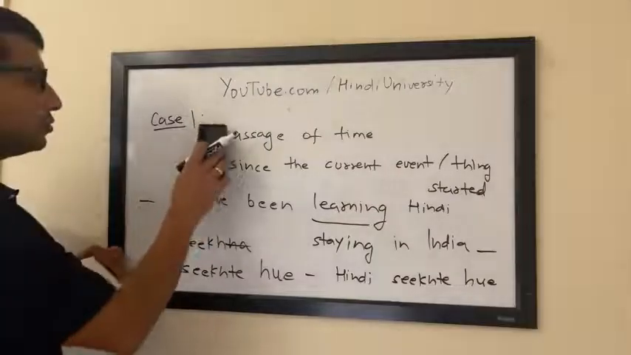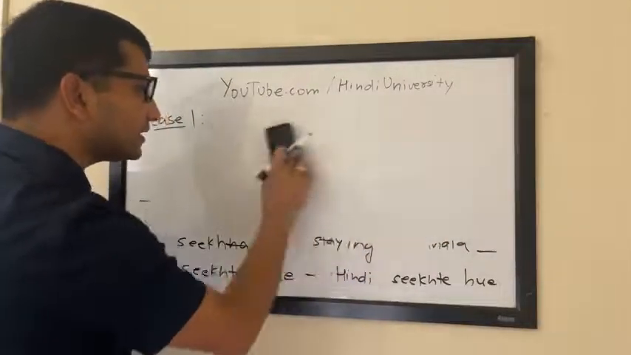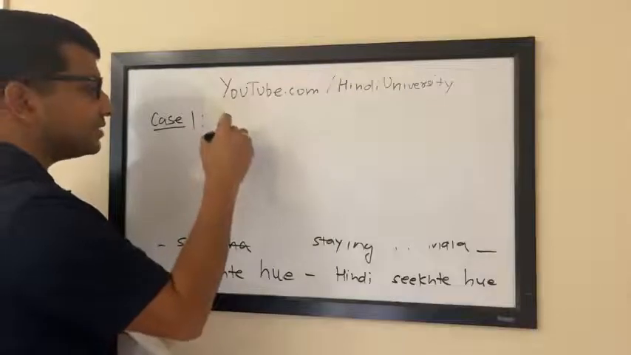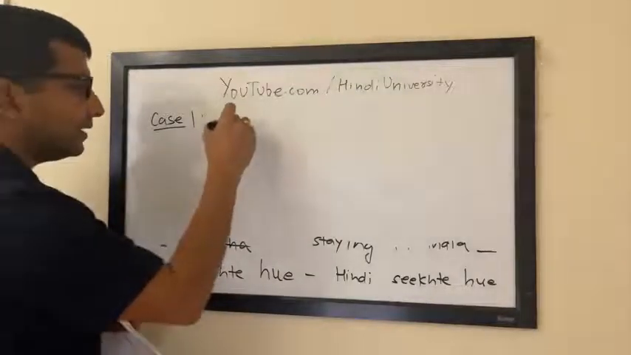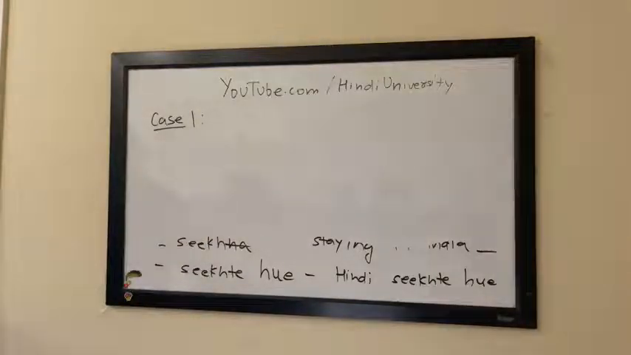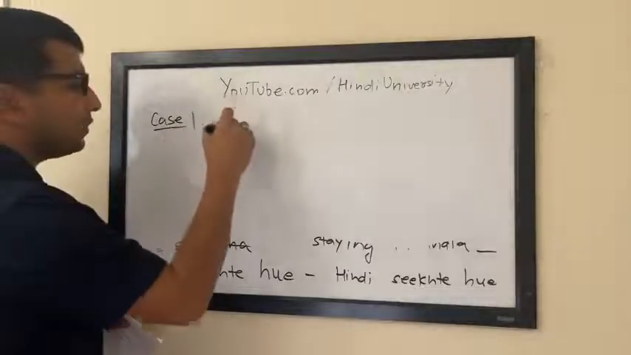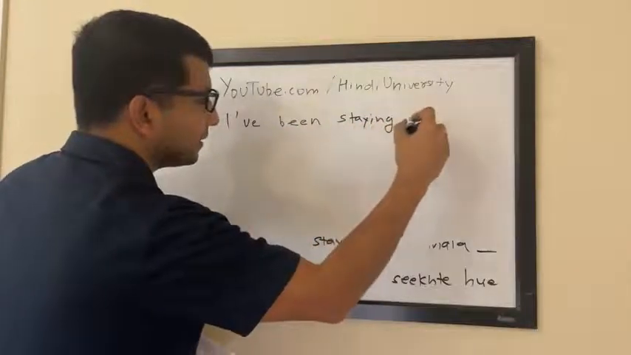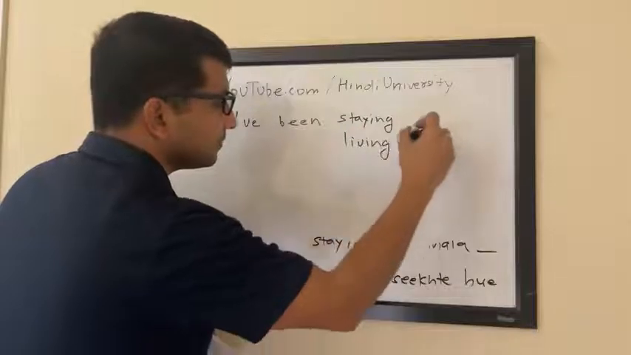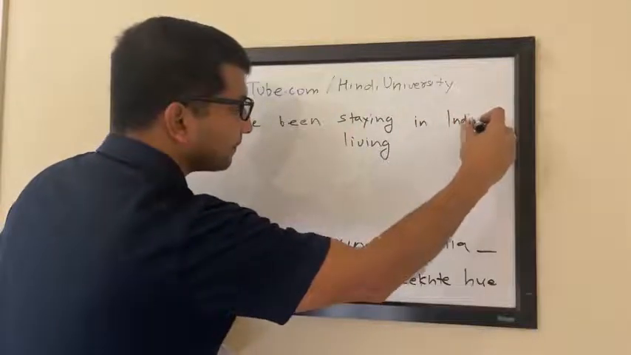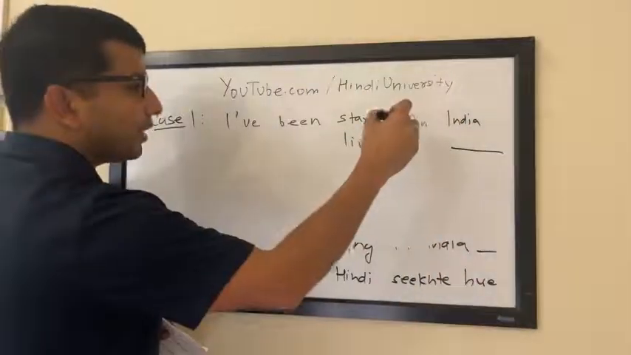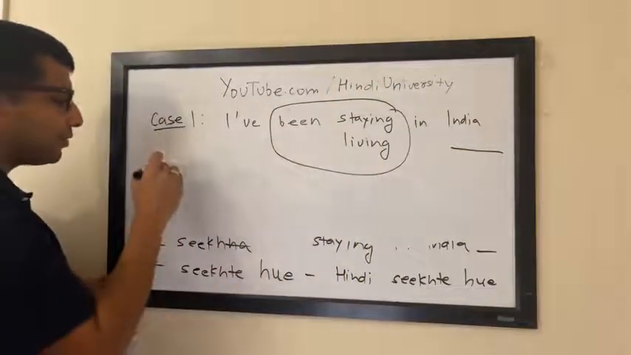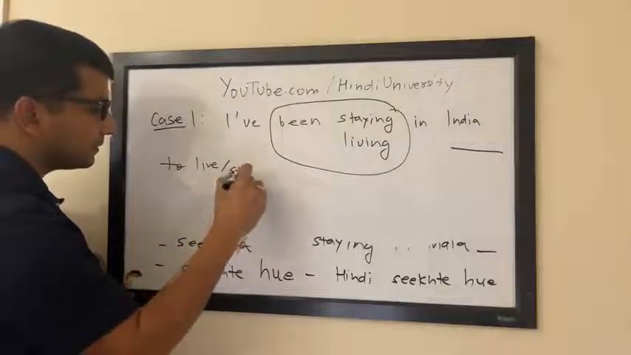Let's do some more cases before we do the full sentence. Let's say the case was a passage of time since, सीखते हुए. And similarly, you have a big sentence, which is, I have been staying, or I've been living in India for X number of years. So in India, how will you say this part? To live or to stay is रहना.